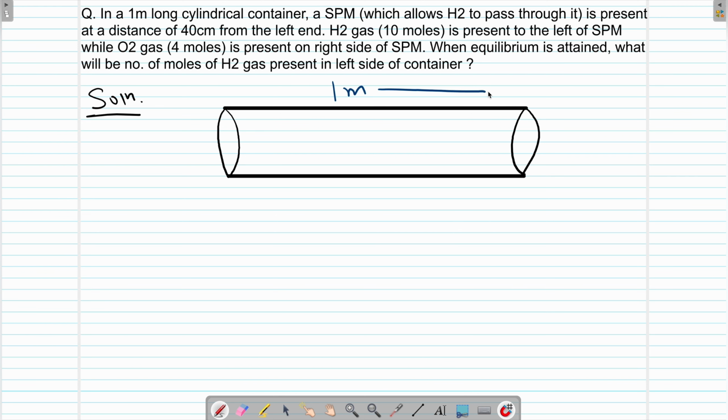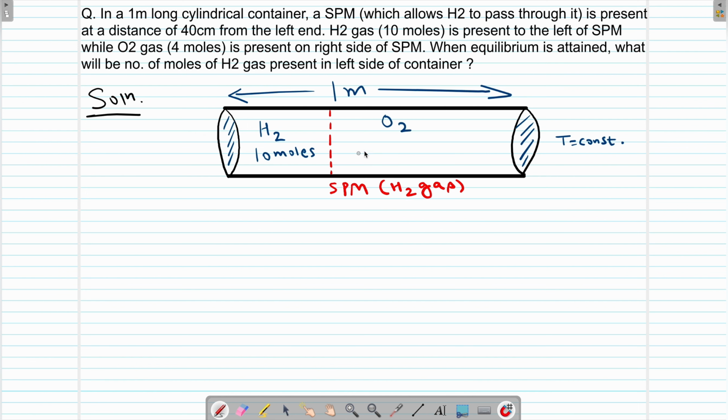So here we have a 1 meter long cylindrical container, and temperature is constant here. I forgot to mention that in the problem. So this is the container and the SPM is present 40 cm from the left end, and it allows only S2 molecules to pass through it. S2 gas is present in the left side of the SPM while O2 gas, which is 4 moles, is present on the right side. So this is S2, which is 10 moles, on the left hand side of the SPM while O2, which is 4 moles, is present on the right hand side of the SPM.